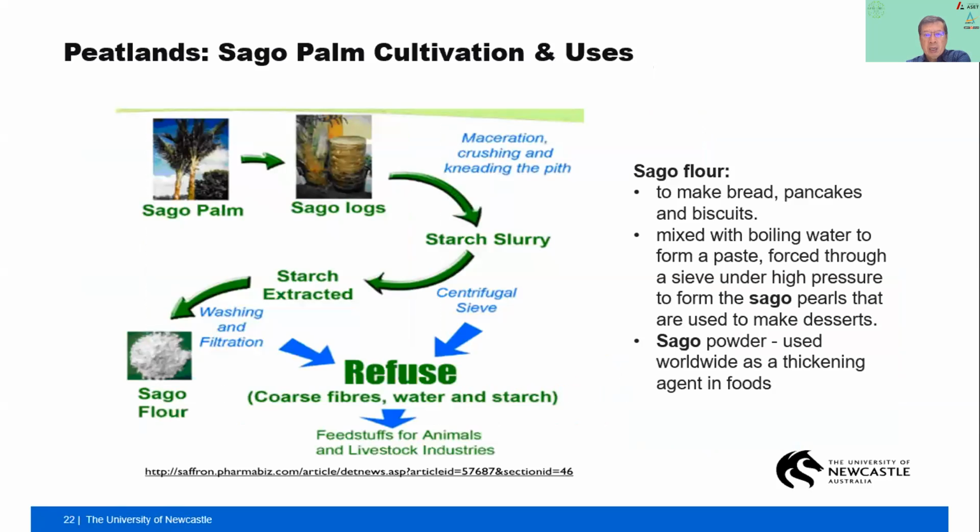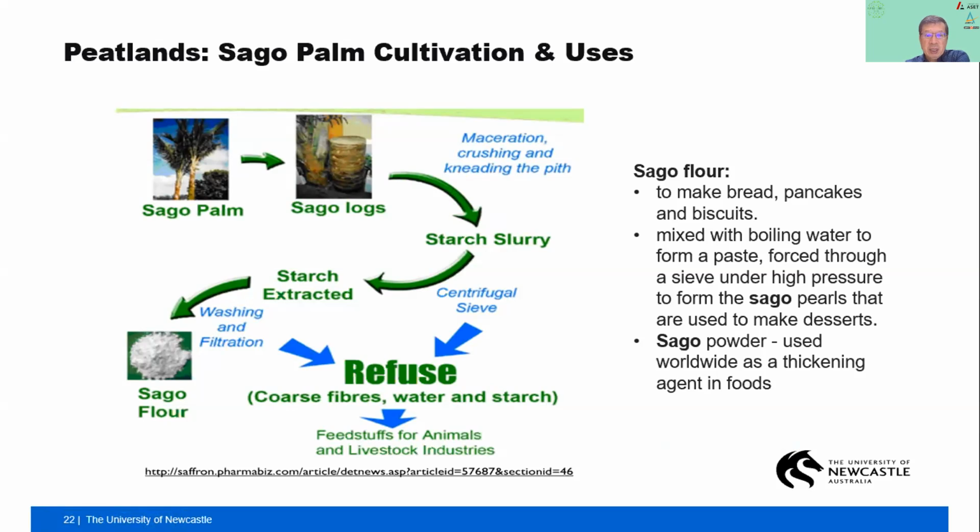So sago, in a nutshell, in one slide, we see that the sago palm is a very ubiquitous crop in peatlands, and it produces a good product. So the sago logs are chopped and then cut. And we have a starch slurry centrifuge. So the rejects can be used, which are the coarse fibers and the starch.